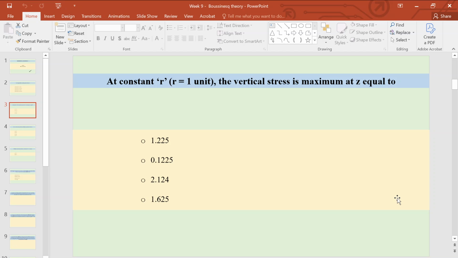I repeat the question. At constant r, r is the radial distance, and the constant value of r is 1 unit. At constant r, the vertical stress is maximum at z equal to, z can be in units or commonly taken as meter. So if r equals 1 meter, z will be how many meters to obtain the maximum magnitude of the vertical stress? First option 1.225, second option 0.1225, third option 2.124, last option 1.625.